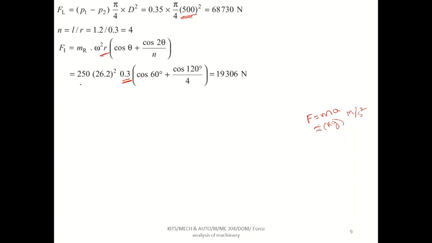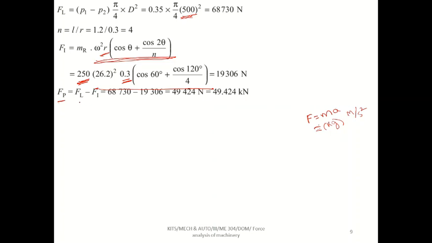Okay, first we put the value of mass in kg. Now we have to find out the acceleration. The formula is r omega square into cos theta plus cos 2 theta divided by n. That is the formula to find out the acceleration value. So acceleration should be in meter per second square, so we are keeping this r value in meter, 0.3 meter. Put the other values and calculate the answer: 19,306.